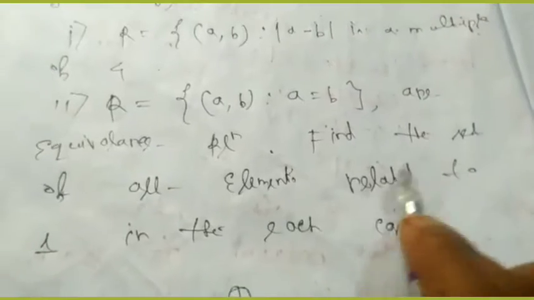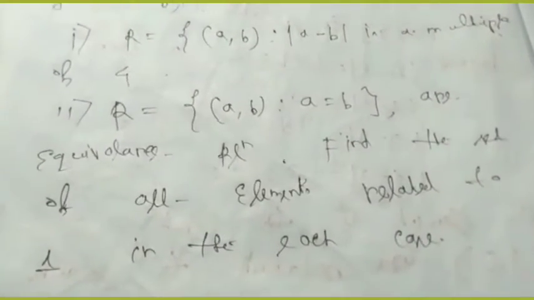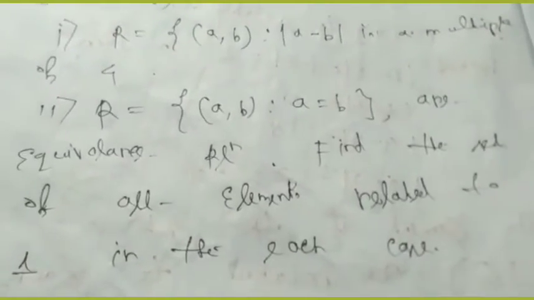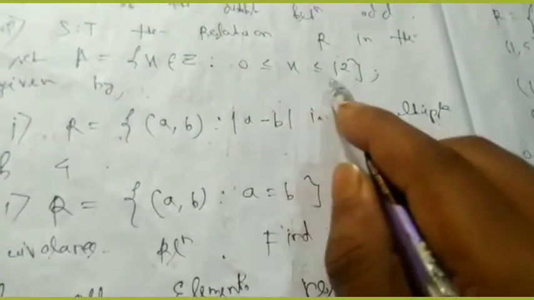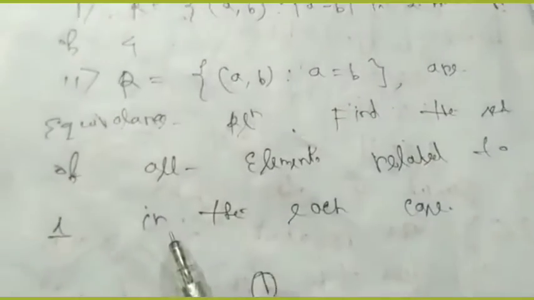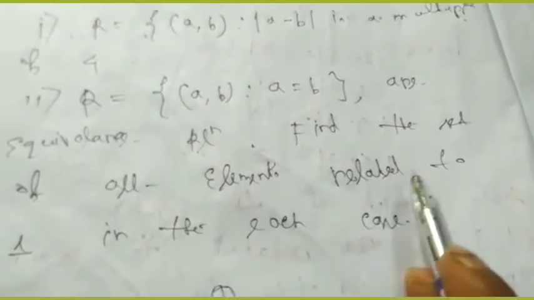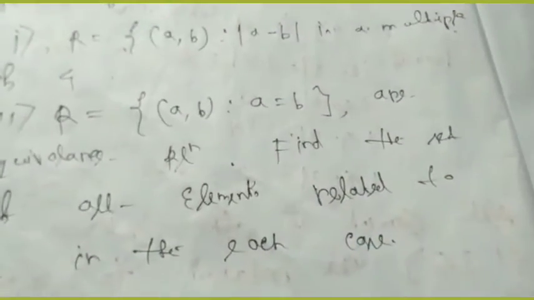After that you have to find the elements that are related to 1, that is, which elements from 0 to 12 are related to 1, in each case. So after solving the maths you will get it.